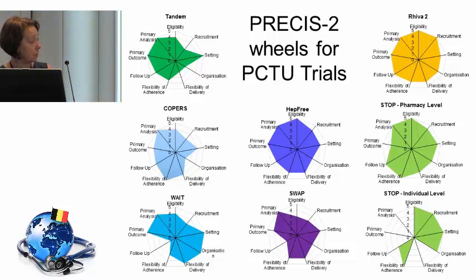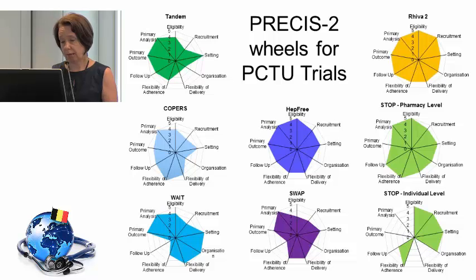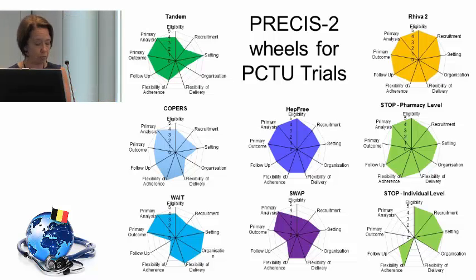On the other hand, if you look at some of these, for example, this one down here, it doesn't look so pragmatic. Some of the domains are scored much nearer the centre than they are in the very pragmatic trials. And all of those ones, all these three down this side and this one, these are all individually randomized trials.